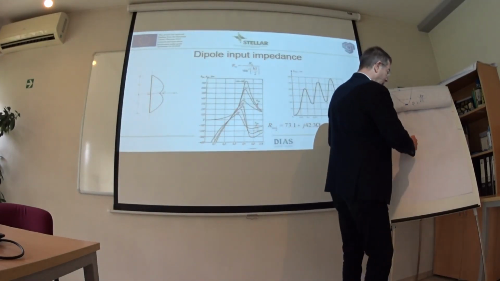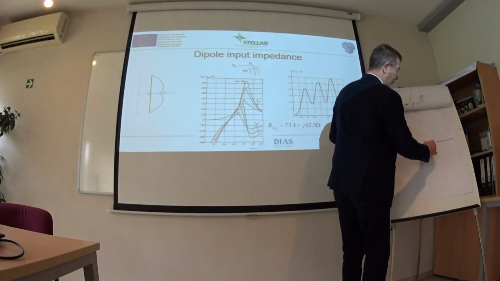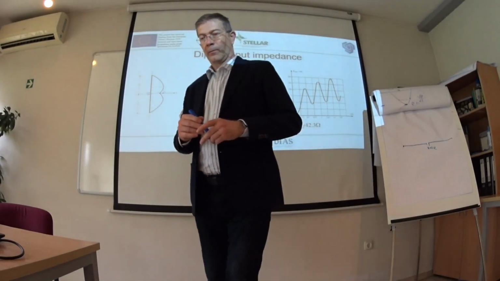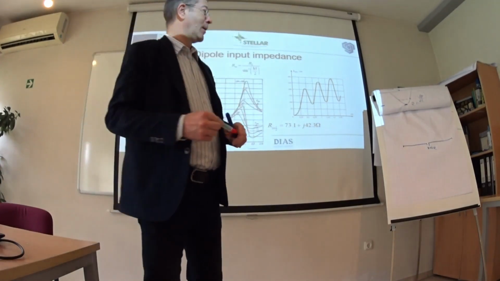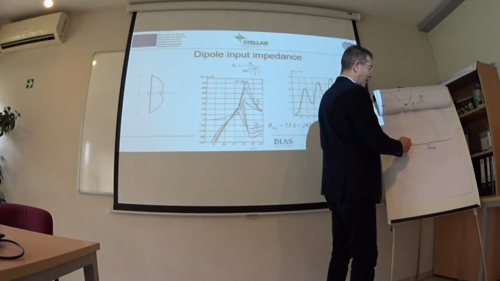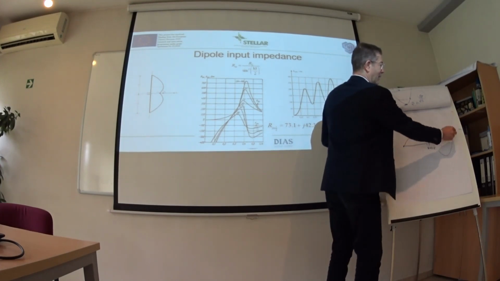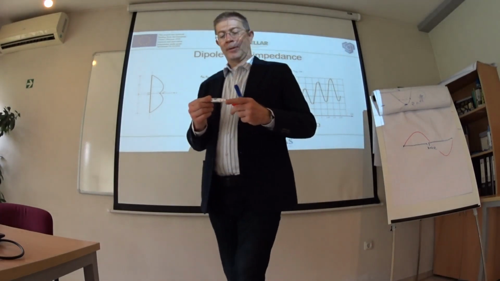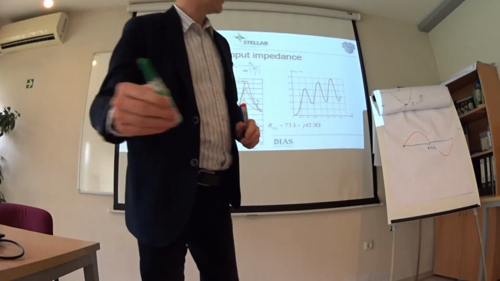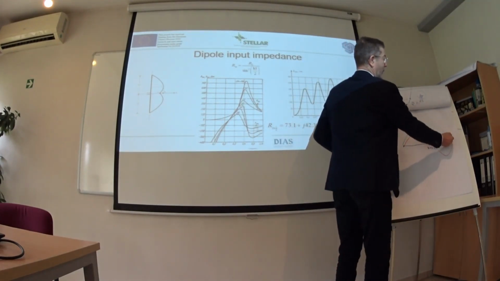However, if we have a full-length dipole, here we have, let's say, 300 ohms, good. We have a current distribution, something like this guy, and that guy, which is highly different from the current distribution if we have a half-length dipole.